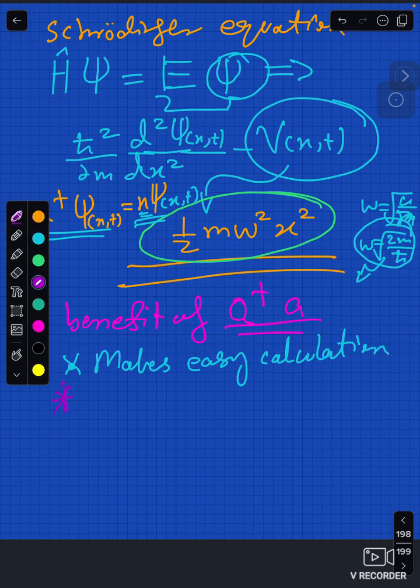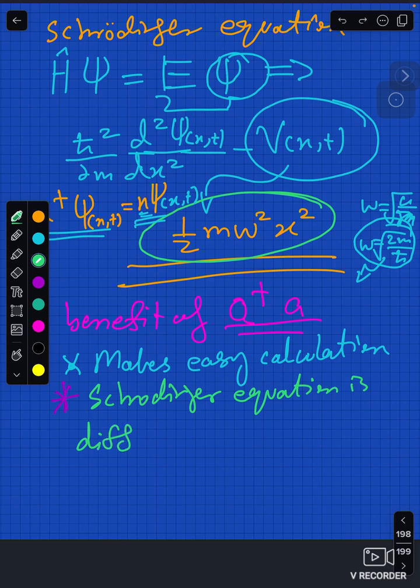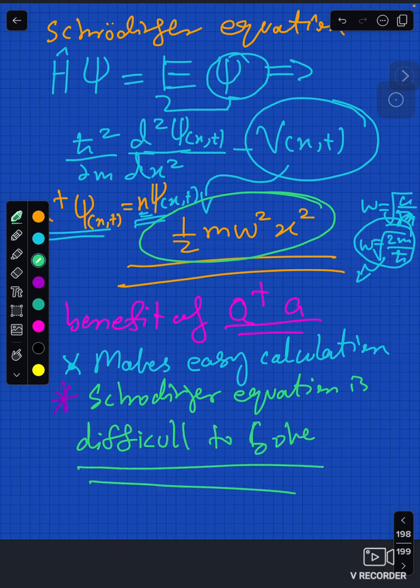Second point, Schrödinger equation is difficult to solve. Not difficult. If we have another scenario, then why not use that if it's easy and takes less time. Difficult to solve. I think these are the only 2 points I find over here.